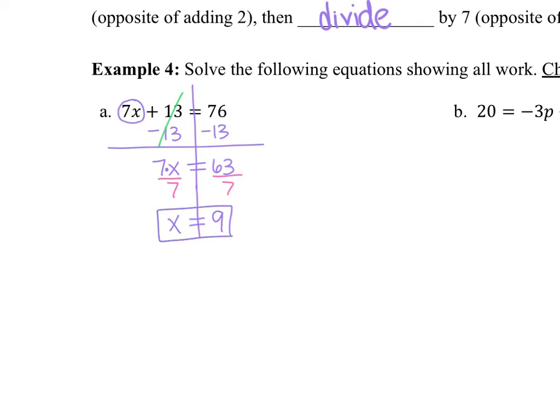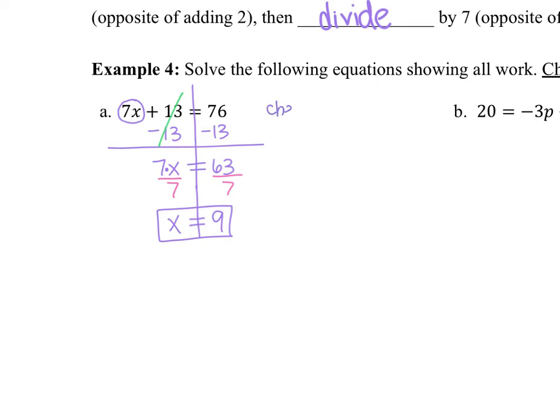So notice that whole working backwards thing. If I were to plug in a number for x, like a rule for y equals mx plus b, I would first multiply it by 7, then add 13. So now I do exactly backwards and opposite. Last thing I did was add 13, so the first thing I'm going to do is subtract 13. And then before that I had multiplied by 7, so I'm going to divide by 7 to get back to my original number.